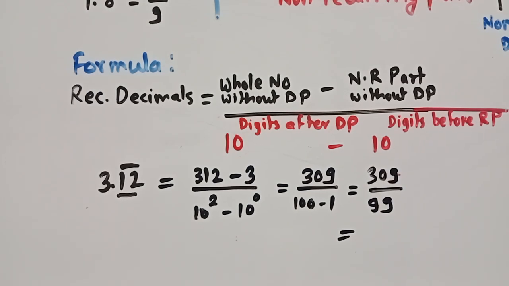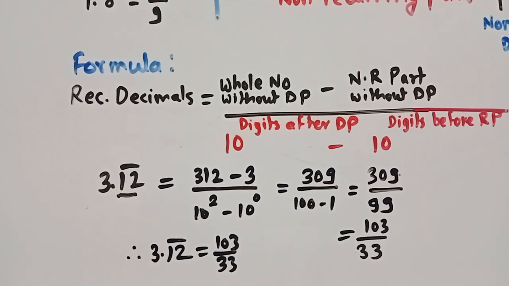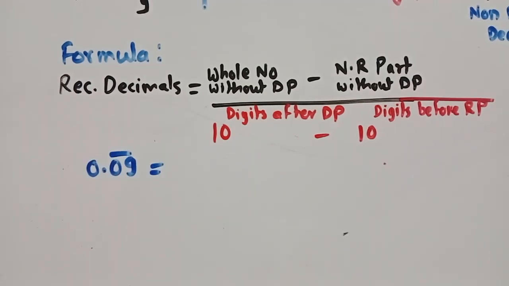After solving, you'll get 309 upon 99, but both are divisible by 3. Therefore, its simplest form is 103 upon 33. Therefore, we can write 3.12 bar is equal to 103 upon 33. Let us try one more example.